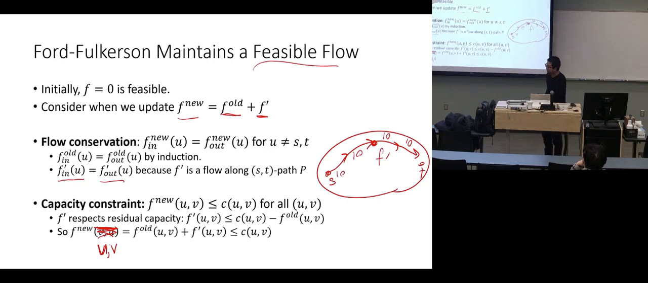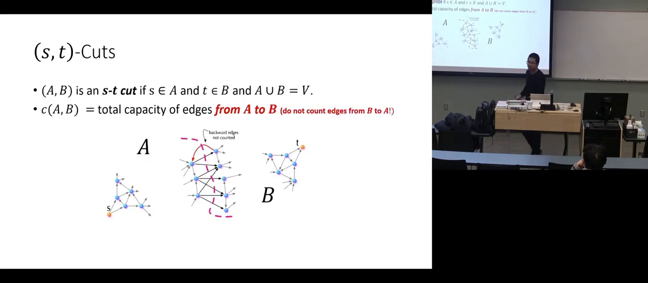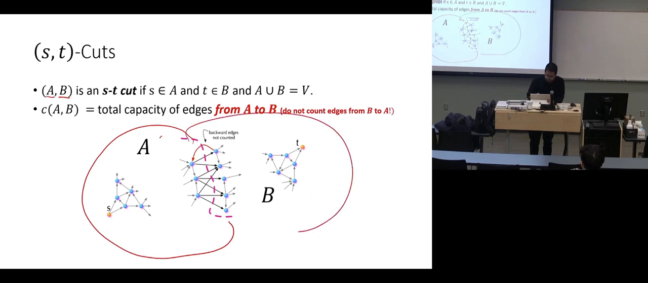To show that, we need a new concept which is the S-T cut. It is similar to the cut that we have seen before, but let me define what an S-T cut is. Let's say A and B is a partition of vertices in the graph like this. This is A and B. A and B is an S-T cut if S is on the A side and T is on the B side, and A and B partition the vertices.